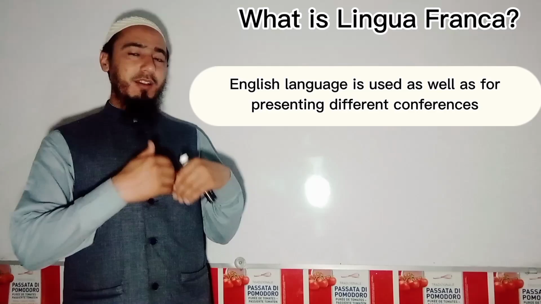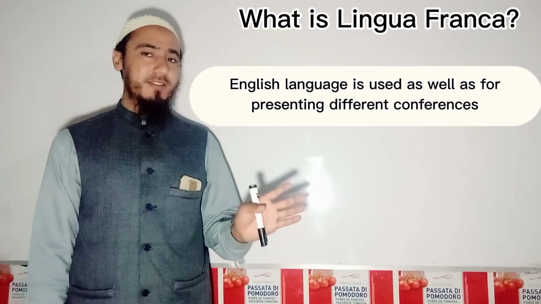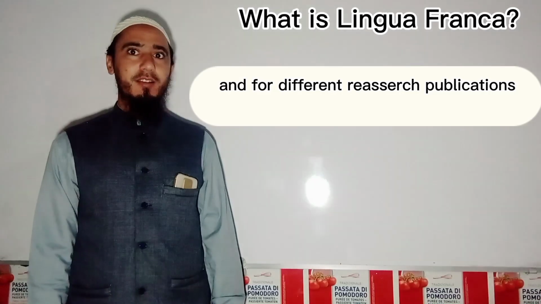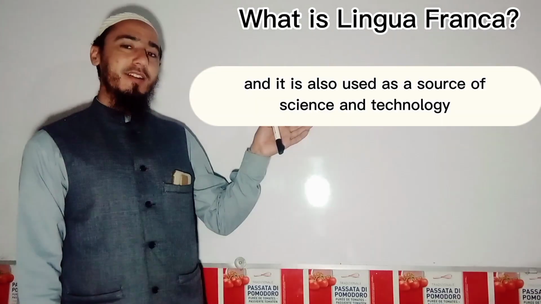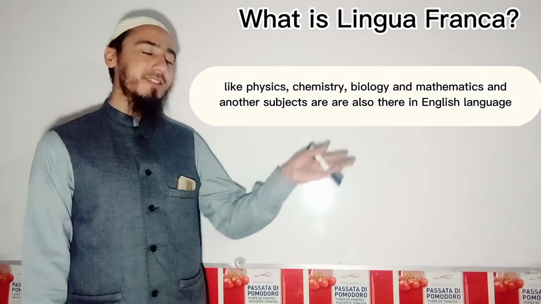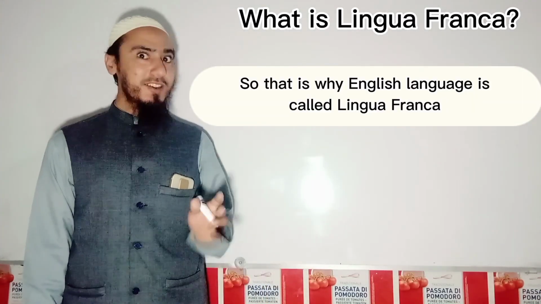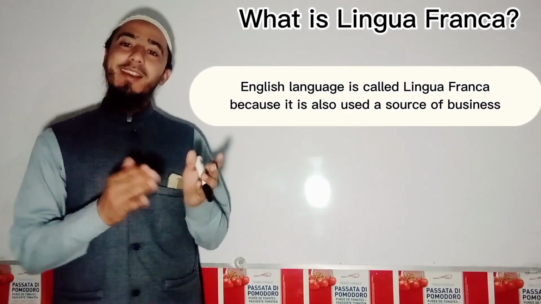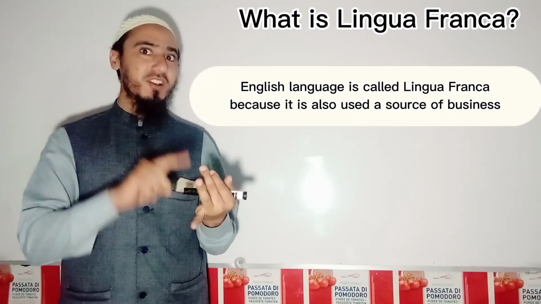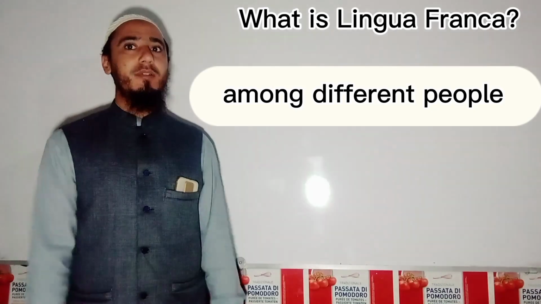The English language is also used for presenting at different conferences and for different research publications. And it is used also as a source of science and technologies like physics, chemistry, biology, mathematics, and other subjects are also there in the English language. So that's why the English language is called lingua franca. It is also used as a source of business, trade, communication, and commerce among different people.